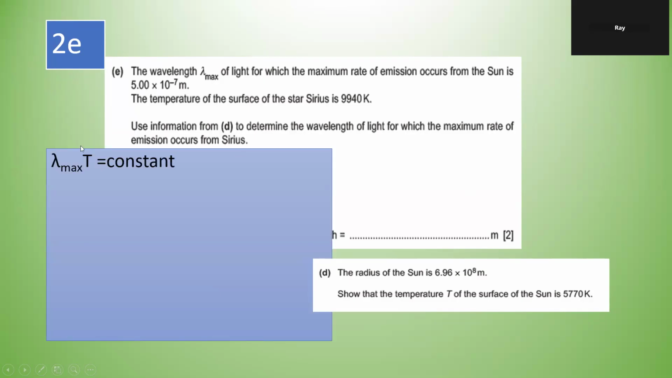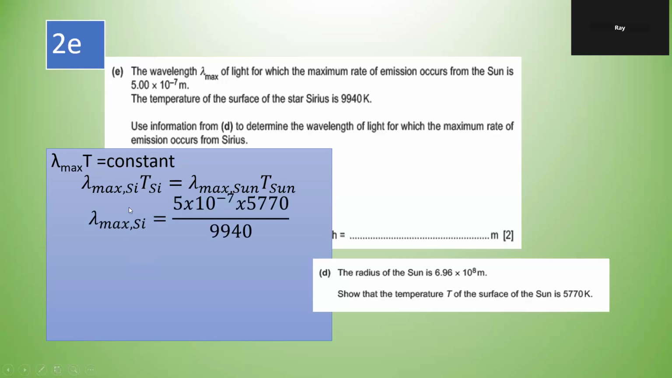That is the formula you are required to memorize. One is for Sirius, one is for the sun. So we want to determine lambda max for Sirius. Rearrange the formula, give T sun down. This is for Sirius. Sorry, lambda max Sirius down. 5770 from the sun. Okay, out. Okay, anything not clear? All right.